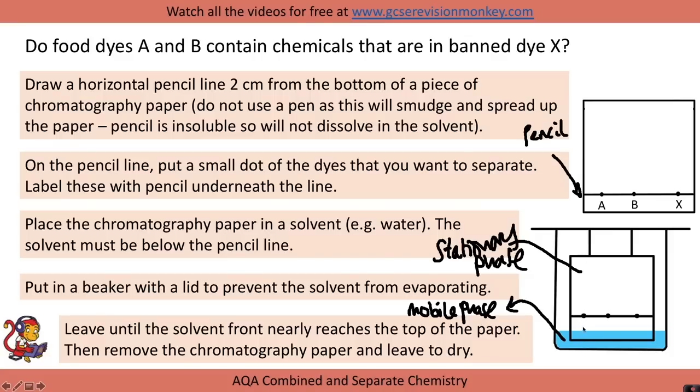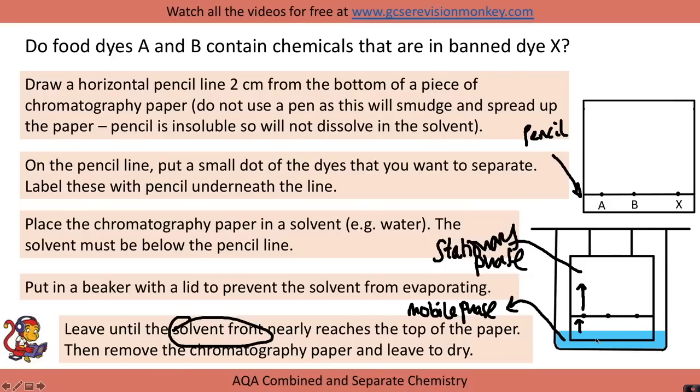And to do that, what happens is the solvent moves up the paper, and when it hits the dyes, it dissolves any of the soluble compounds in the dyes. They will then be carried up the paper in the mobile phase, and depending on their solubility, they will stop at different distances up the paper. I mentioned earlier the solvent front. That is where the solvent finishes as it goes up the paper.